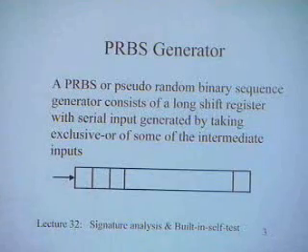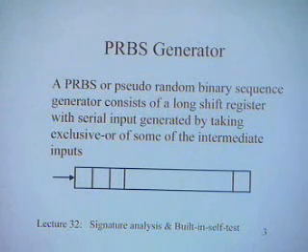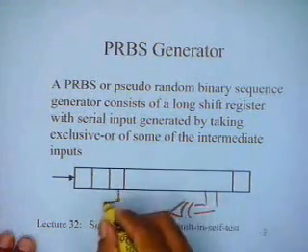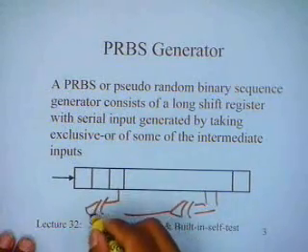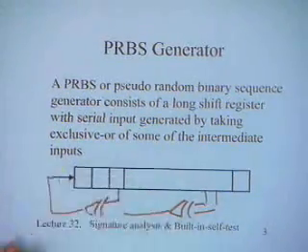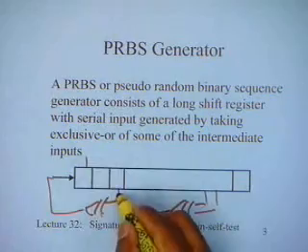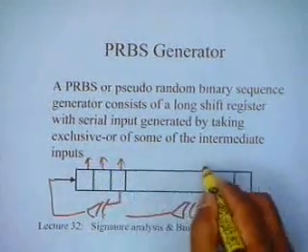Okay, so now let's talk about a PRBS generator itself. A PRBS, or a pseudo-random binary sequence generator, which is a very key component in all of these, consists of a long shift register with serial input generated by taking the exclusive OR of some of the intermediate outputs. So typically what is done is, you take this, generate an exclusive OR, take this, generate an exclusive OR, at a number of stages you can do that, and then feed it over here. And these are also of course outputs, they are the same outputs.